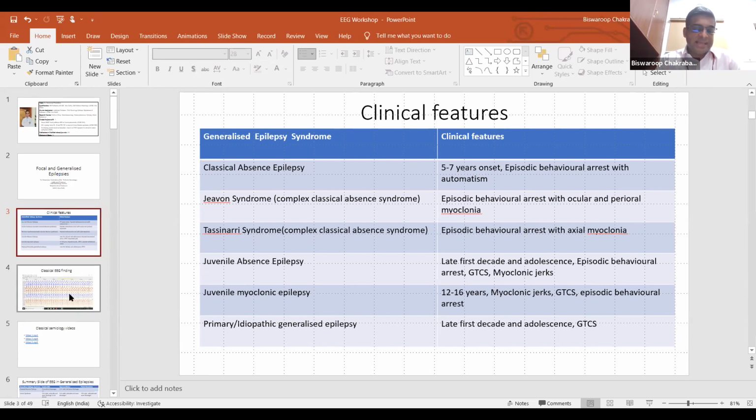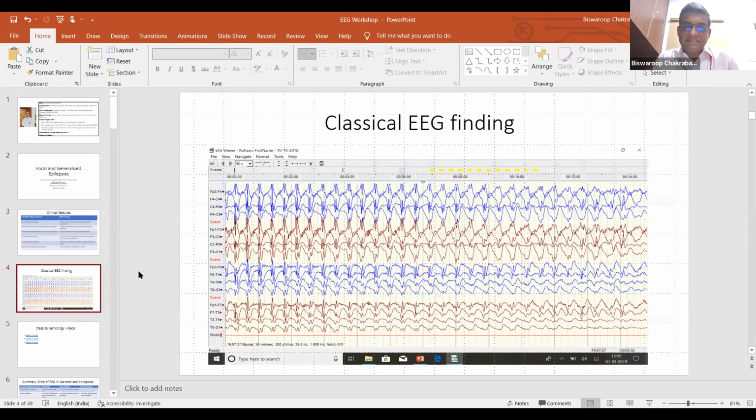Now, moving on to the next slide. Dr. Praveen, the slide is moving. Can you see the EEG epoch? Yes, I can see the EEG forms.